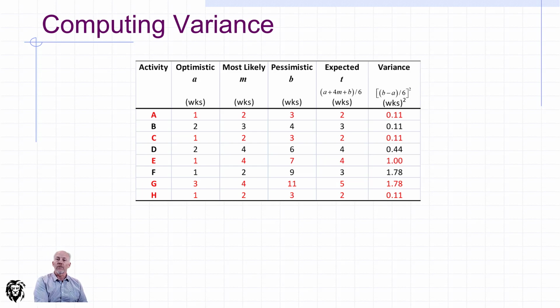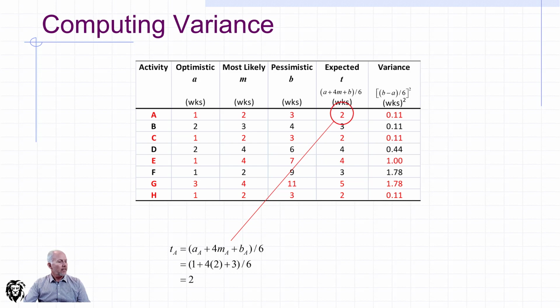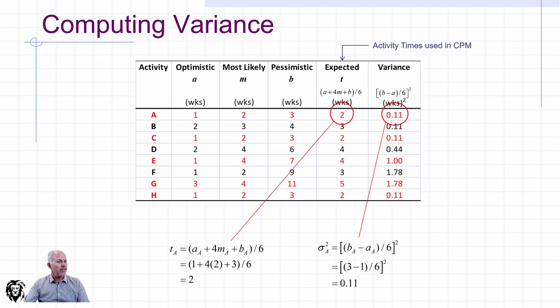And while we're at it, we're going to go ahead and calculate the variance, again b minus a divided by 6, all squared. And that gives us our variance for each of our activities. So we see the calculations going on for our activity times and for our variance. We just drag that down through our spreadsheet. And of course, when we add up all of our expected times, this gives the expected time for our critical path of 15 weeks.